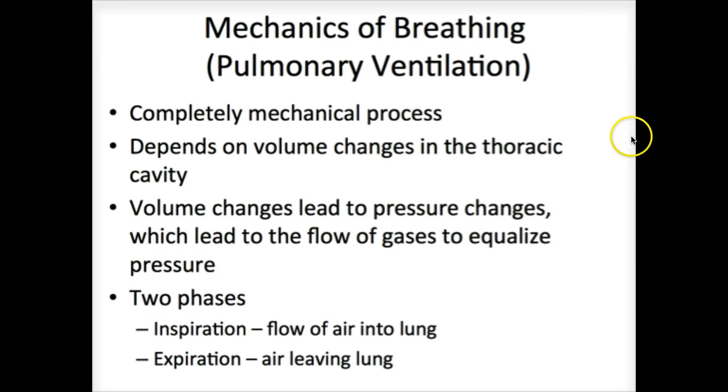So when we talk about the mechanics of breathing, we are literally talking about the changes in the muscles, the contraction of the muscles, both the intercostals, which are the muscles between the ribs, and the diaphragm, and its role in how this causes the lungs to expand and contract. It is purely a mechanical process, meaning in terms of physiology, there's no actual chemical process taking place other than what's behind the contraction of the muscles.